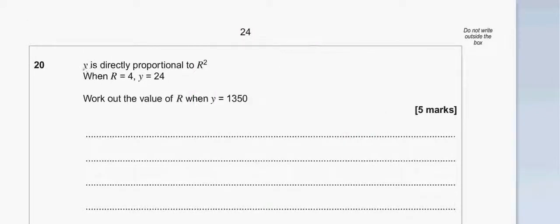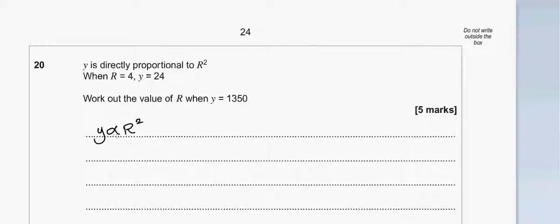Okay, so question 20. y is directly proportional to r squared. So I can write this down already. y is directly proportional to r squared when r equals 4 and y equals 24. So then they say work out the value of r when y equals 1350.